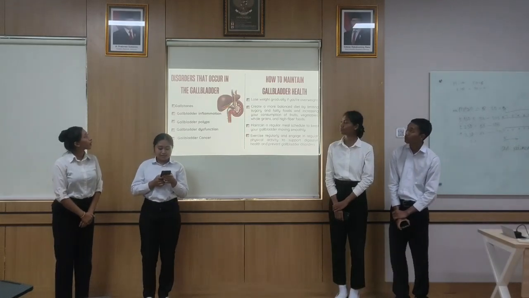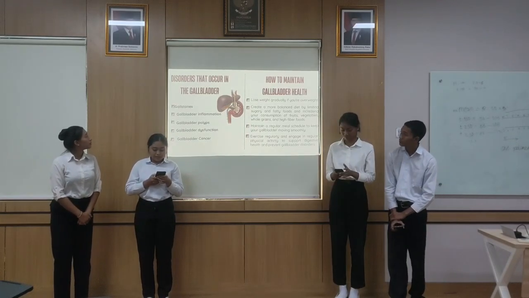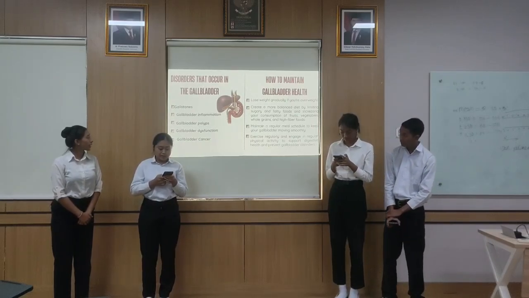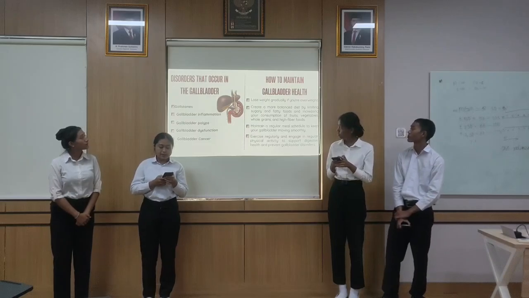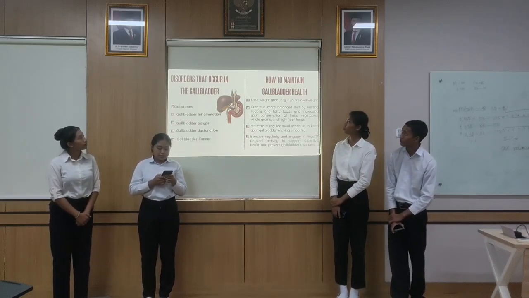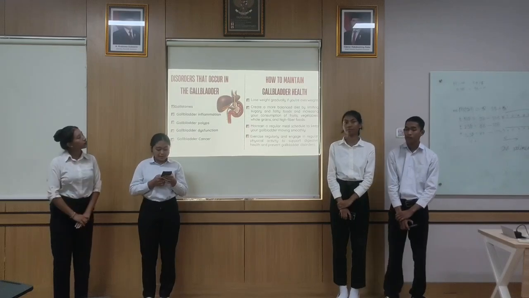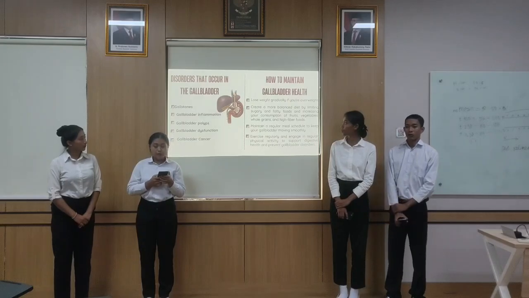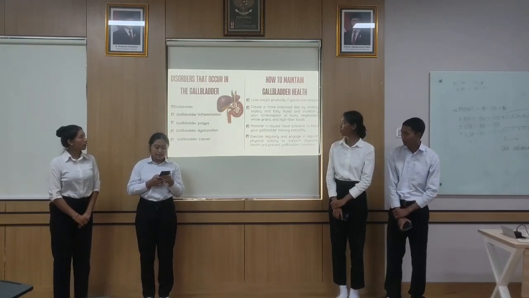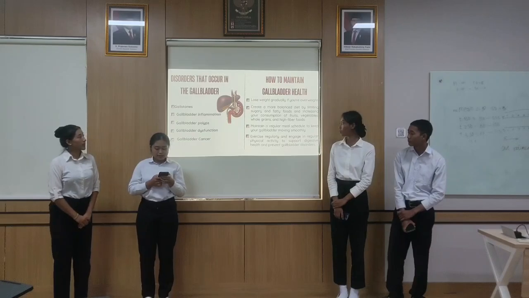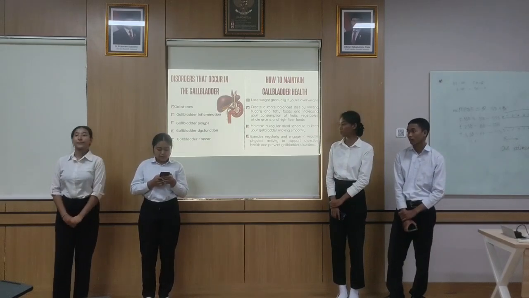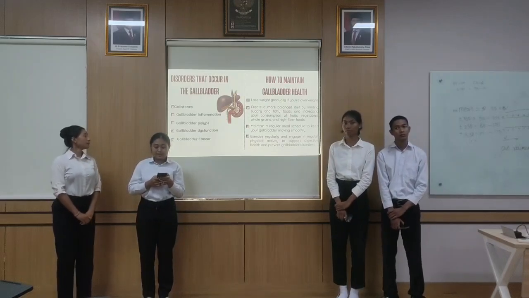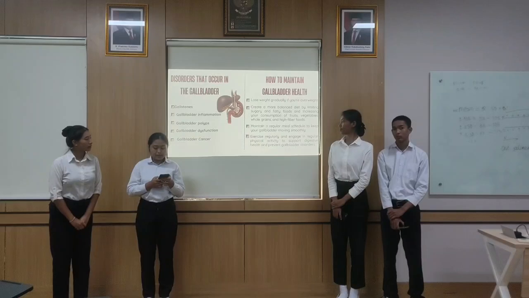Disorders that occur in the gallbladder: gallstones, gallbladder inflammation, gallbladder polyps, gallbladder dysfunction, gallbladder cancer. How to maintain gallbladder health? Lose weight gradually if you are overweight. Create a more balanced diet by limiting sugary and fatty food and increasing your consumption of fruit, vegetables, whole grains, and high fiber food. Maintain a regular meal schedule to keep your gallbladder moving smoothly. Exercise regularly and engage in regular physical activity to support digestive health and prevent gallbladder disorders.